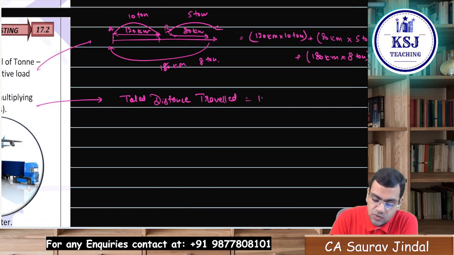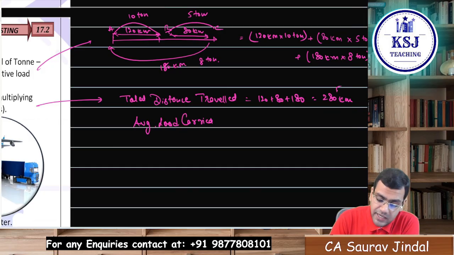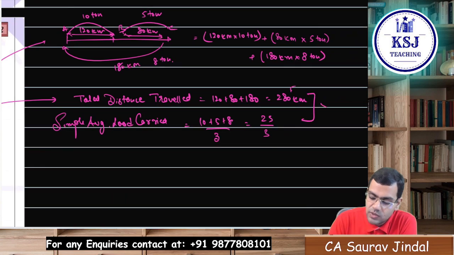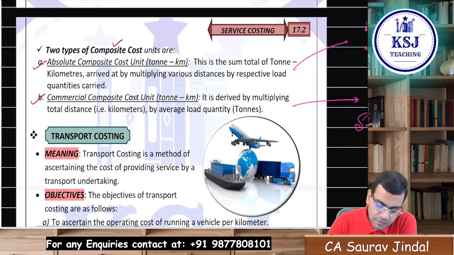Total distance traveled is 120 plus 80 plus 180, isn't it? That is 280 kilometers. What is the average load carried over this 280 kilometers? Average here means the simple average, that is 10 plus 5 plus 8 divided by 3, right? 23 divided by 3. Multiply these two terms, and you will get the commercial composite cost unit, right?